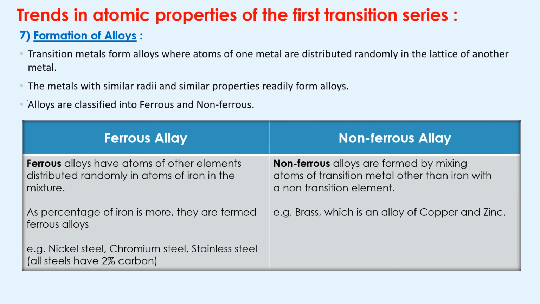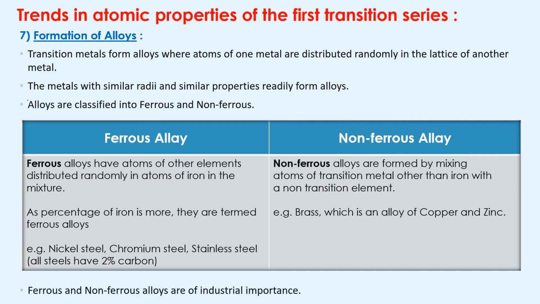So examples are what? Nickel steel, chromium steel, stainless steel. So all steels have 2% carbon. And for non-ferrous alloy, what is your example? That is nothing but brass, which is an alloy of copper and zinc. So in alloy, what you have to know is that atoms of one metal are distributed randomly in the lattice of another metal. And what is the requirement for that? Metals with similar radii and similar properties readily form alloys. So you have two types of alloy, ferrous and non-ferrous. In ferrous, one of the atoms is iron and the other is the other element. And for non-ferrous alloy, both the atoms are of different transition metals other than iron.